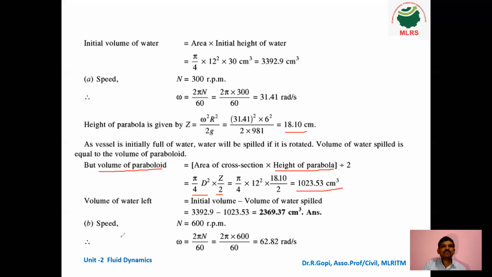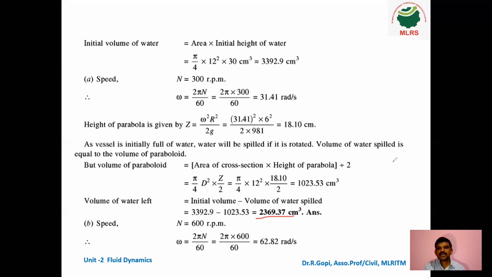So volume of the water left. Since initially this is the initial volume, and this volume is spilled out outside the container due to the rotation, now tell me what is the volume of the water left, the balance volume of water in the container. So 3392.9 minus 1023.53. This is the volume of the water left. So initial volume minus volume of water spilled. So this is the answer.